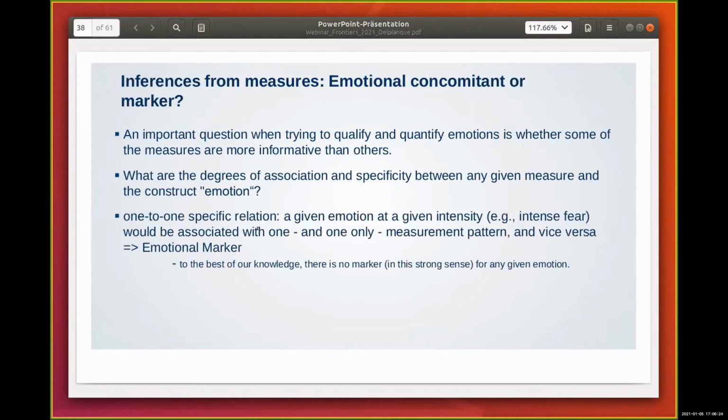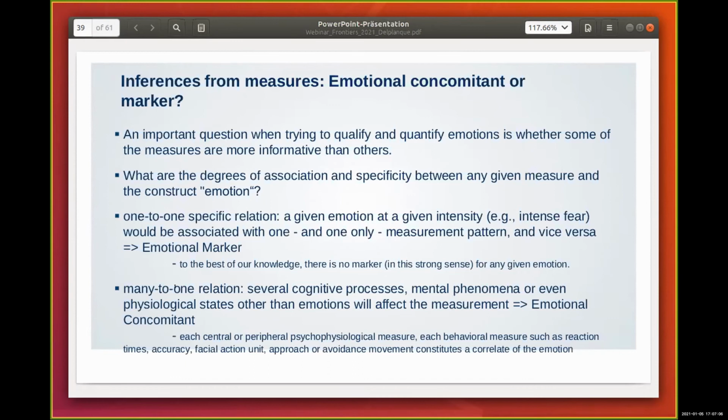Let me exemplify that. If there is a one-to-one specific relation between the measure and the emotion, it means that a given emotion at a given intensity would be associated with one and only one measure or only one measurement pattern, and vice versa. And we can call that an emotional marker. I repeat, a given emotion associated with one and only one measure. And to the best of my knowledge, there is no such marker for any given emotion.